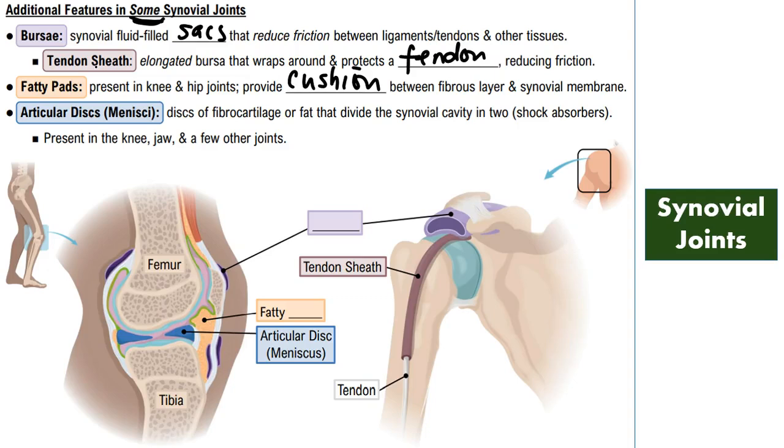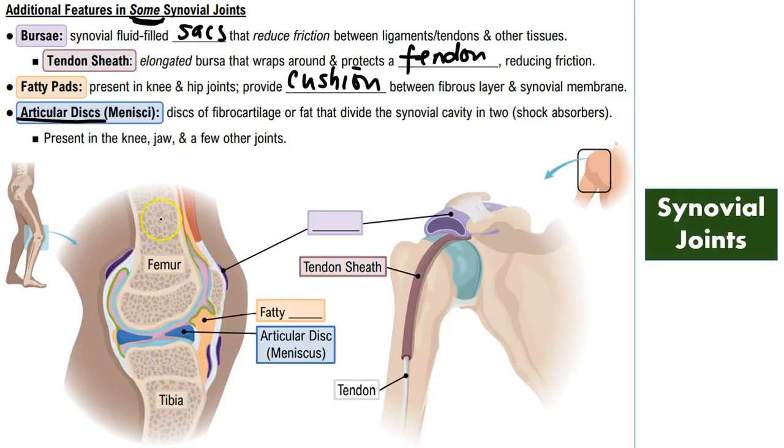Okay? Next, we have the articular disc or meniscus, or menisci, which is the plural form. This is a disc of fibrocartilage or fat that divides the synovial cavity into two so that it has better shock absorption. Okay? And this again is present in the knee, our jaw, and some other joints as well. Now, why would this be important? Well, think about it. Every time you hear, oh, they have a torn meniscus, that means they're going to have a lot more issues and a lot more pain while walking because they won't have the ability to absorb extra shock, because we're breaking our synovial cavity in two. Okay? So just keep that in mind.